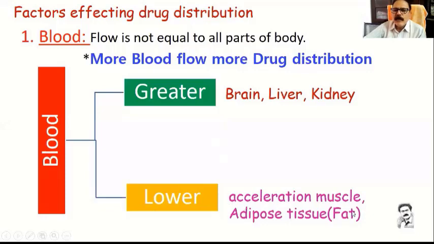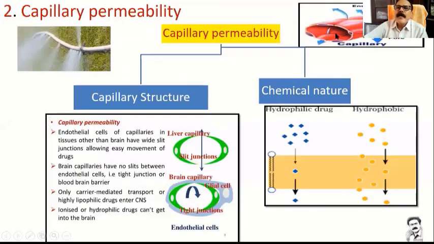Whereas muscles and adipose tissue, the fat tissues, have low blood circulation, so automatically the drug will go less to those parts. And here you can see a pipe. Can you observe this? If a pipe has small slits, the water will come out. When somebody is watering in the garden, what will happen? If the pipe has small slits, the water will be thrown outside like a fountain. So this is called capillary permeability. And if you see the blood part, these cavities have small pores.